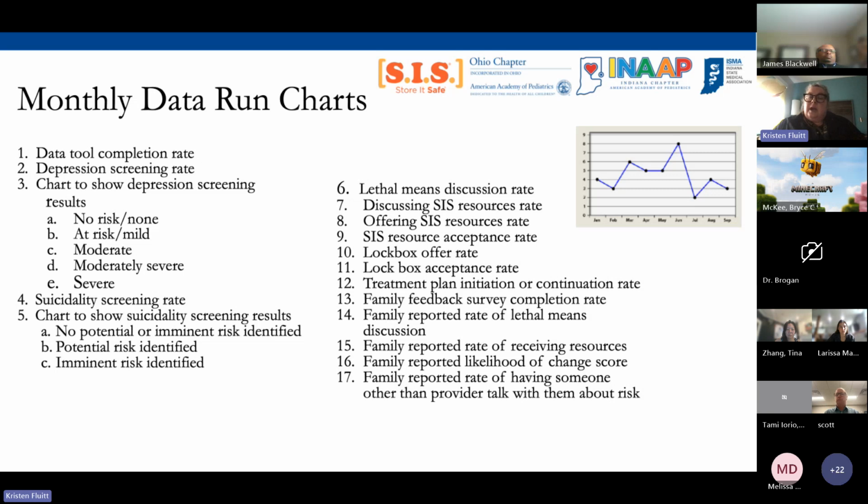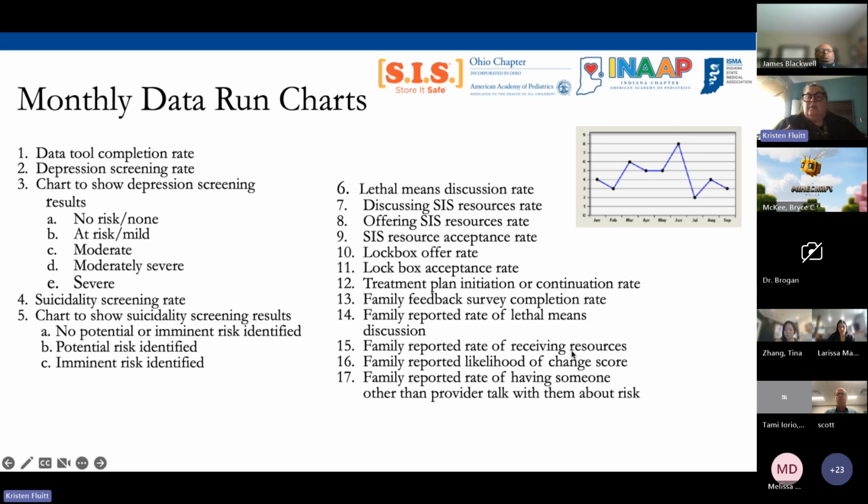And then we also look at, of those patients who were at risk on the depression or suicidality screening, how many you indicated received some type of treatment plan, either an initiated or continued one. And then there is some data regarding the family feedback surveys. Knowing that those are voluntary and anonymous, we do look at the completion rate. We tend to see that pretty high, actually.